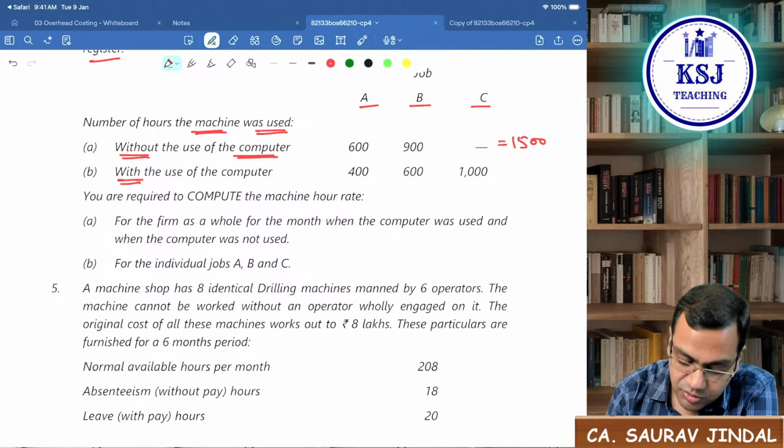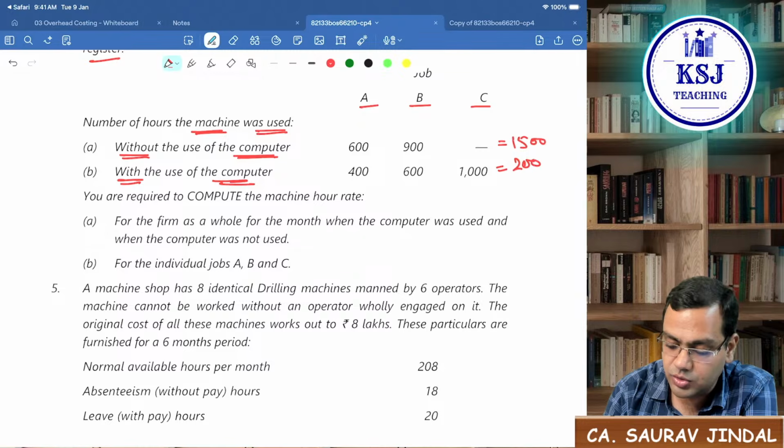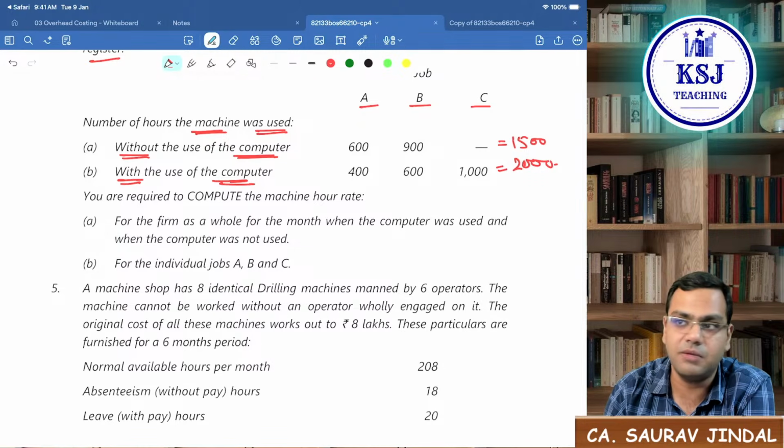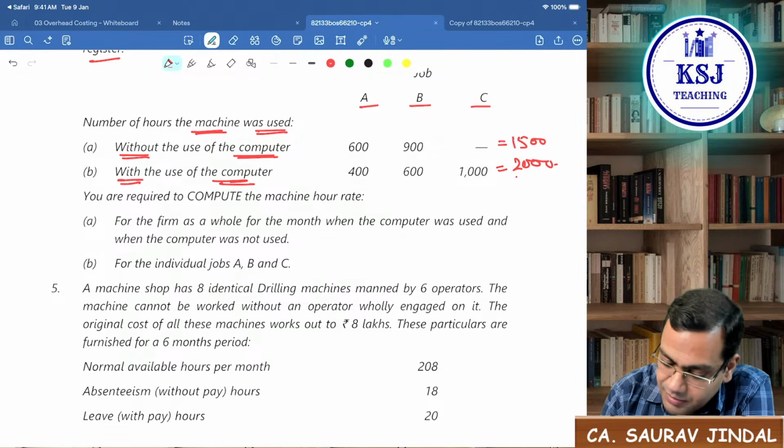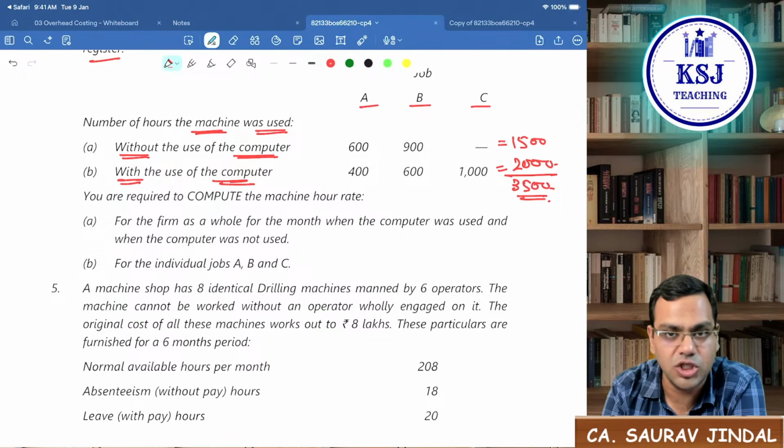And with the use of computer, 400, 600 and 1000. That is a total of 2000 hours with the use of computer. That means the total machine hours are 3,500. This is the total running hours of the machine. Correct. Now what are they asking for?